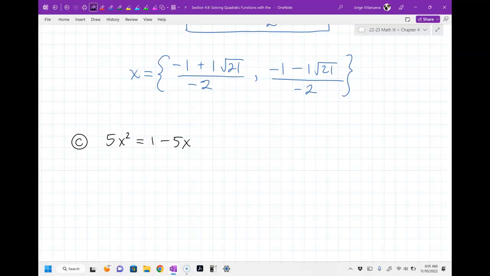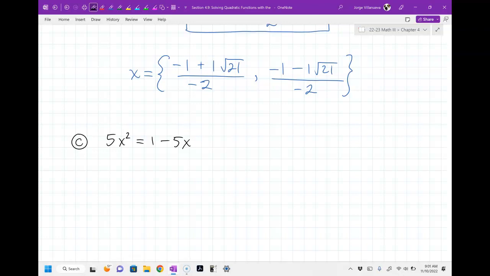And the last one, this is what it says. Solve each equation with the quadratic formula. It says, use your calculator and find the decimal answers to the nearest hundredth. So we're going to round to the nearest hundredths, and they want us to use a calculator for this one. I know you could have used it before.